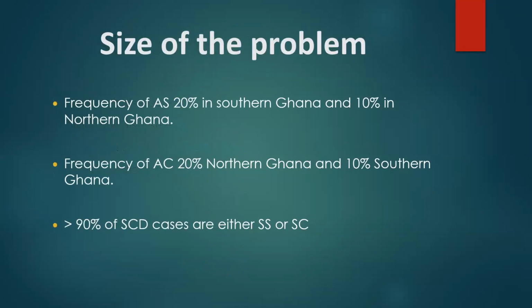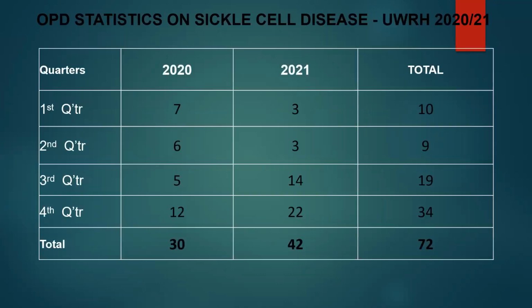So in Ghana, individuals in the southern part of Ghana mostly have the abnormality of hemoglobin S, whereas most of the population in the northern part have the abnormality of hemoglobin C. So this is a picture that shows data of the regional population and statistics on the sickle cell disease.